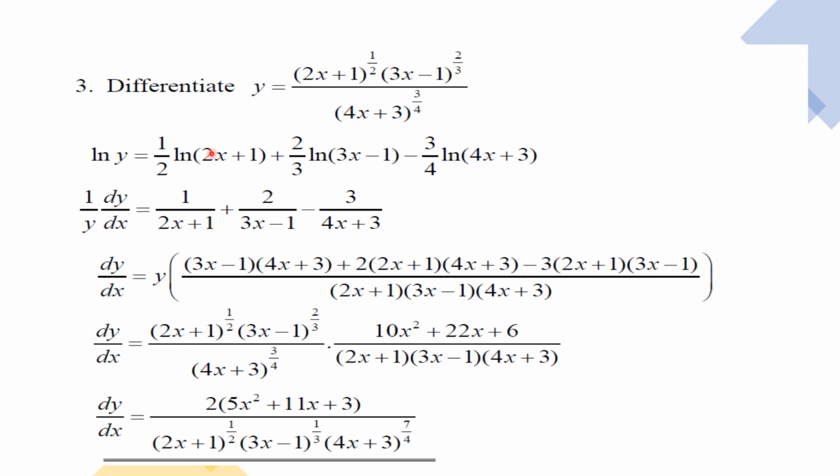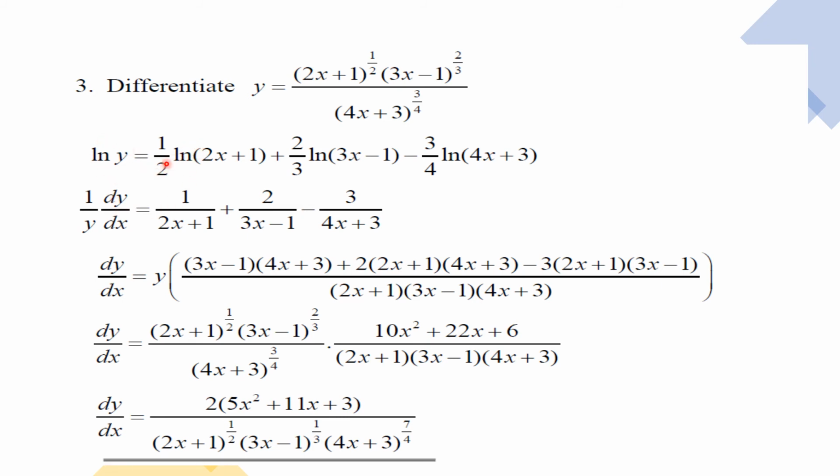So for example, ln y equals half ln, bringing the index in front, so half ln of 2x plus 1. Because it's multiplied, it becomes plus 2 over 3 ln of 3x minus 1. And then minus, because it's divide, 3 over 4 times ln of 4x plus 3. So this is how you introduce ln. Then you differentiate each function individually. So 1 over y times dy/dx is the differentiation of ln y.